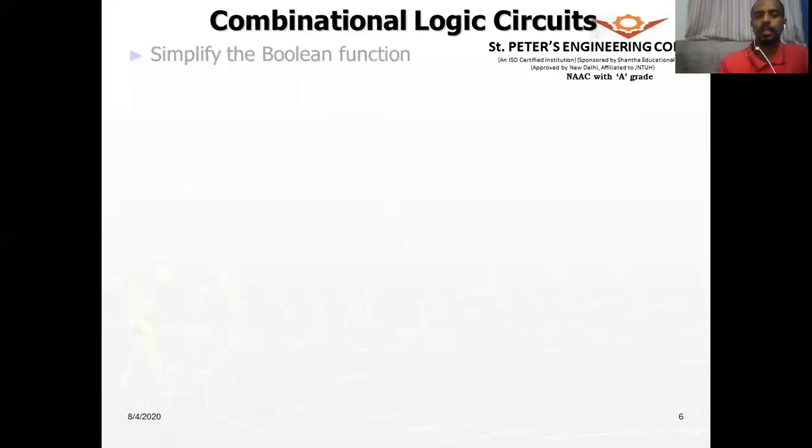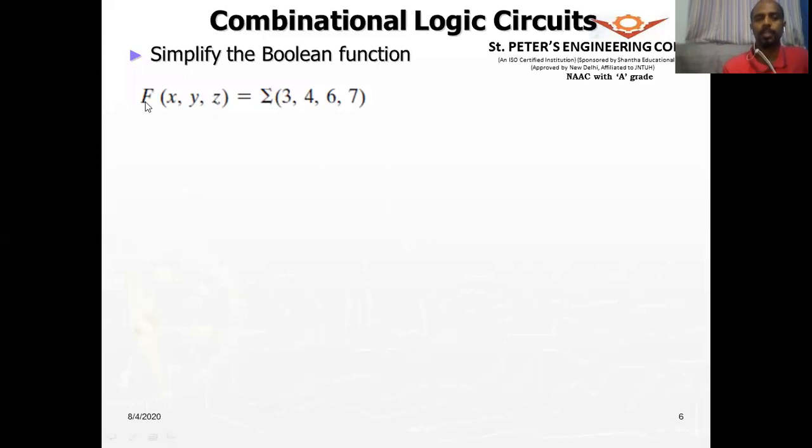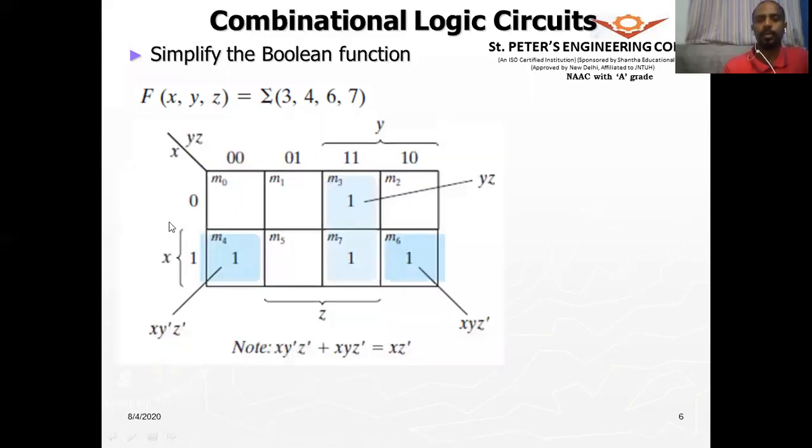Let us take another example for a similar three variable function f of x, y, z, and the function is high for M3, M4, M6, and M7. These are the minterms, so it is expressed in sum of products form, SOP form. If you draw the Karnaugh map for this, we have arranged in the same fashion M0, M1, M2, M3, M4, M5, M6, and M7. We have to identify the minterms for which the output is high: M3 is 1, M4, M6 and M7.